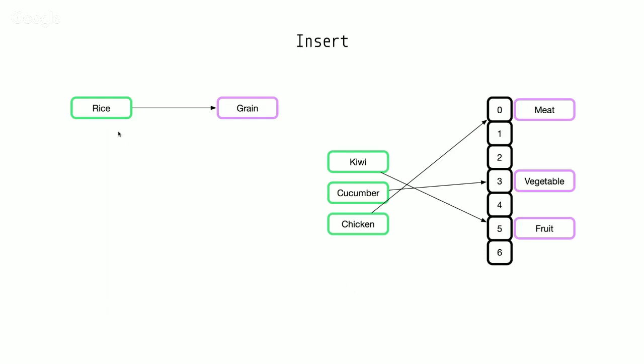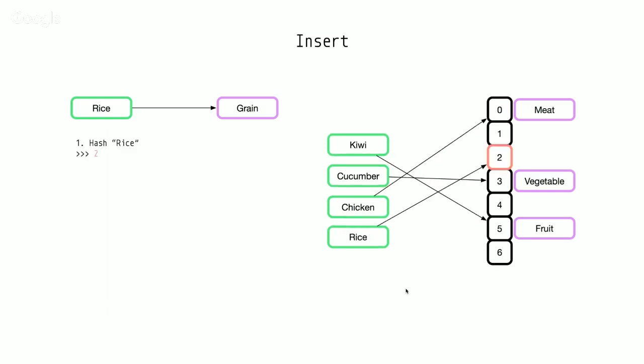So say we want to associate rice with the food type grain. The first thing that we're going to do is hash rice. We call that function that we had a second ago on the string rice, and that gives us 2. That's going to be the index that we place the actual value grain in. So we just put it there, it's done. It's a constant time operation because the hash function is very, very quick.